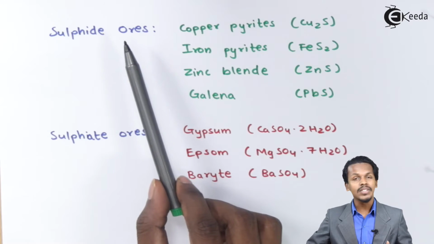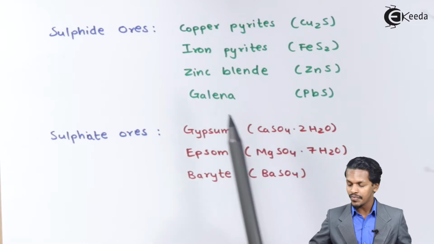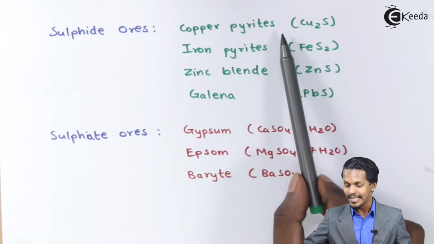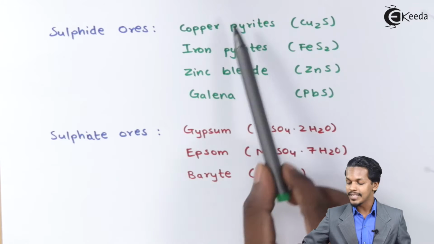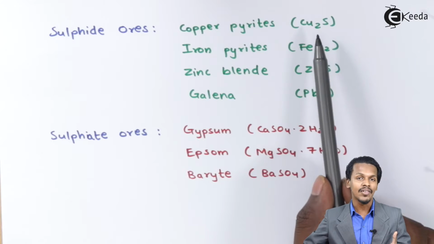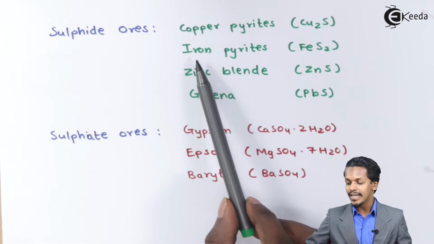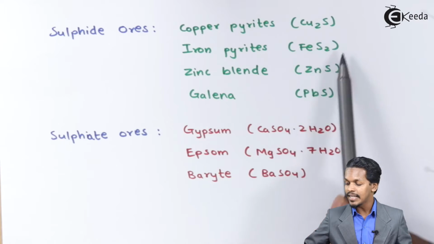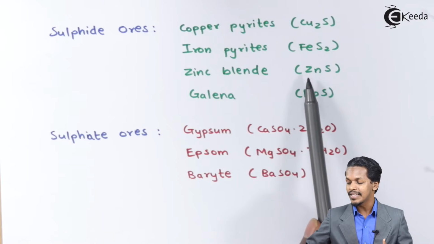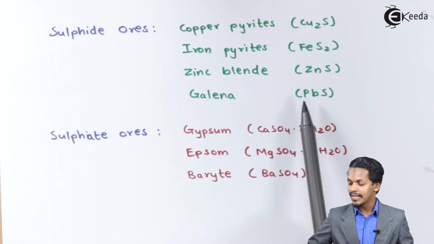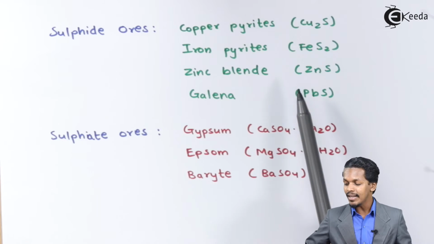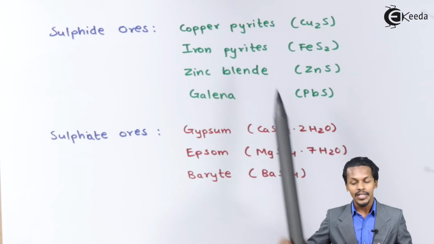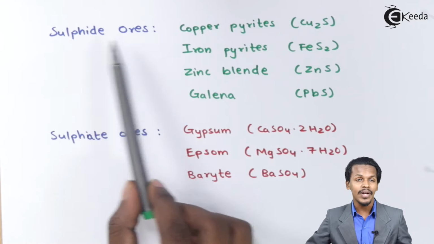Talking about the sulfide ores, there are various ores, and I have written examples. The first one is copper pyrites, Cu2S, from which we can obtain sulfur in a larger quantity. The next one is iron pyrites, in which Fe along with sulfur is in combined form. Then zinc blende, which is ZnS, and galena, which is PbS. Here we can obtain the metals as well as non-metals like sulfur. These are the ores which are also known as sulfide ores.